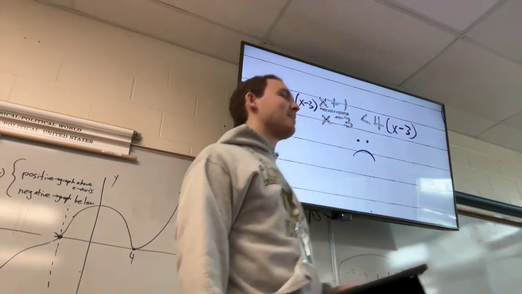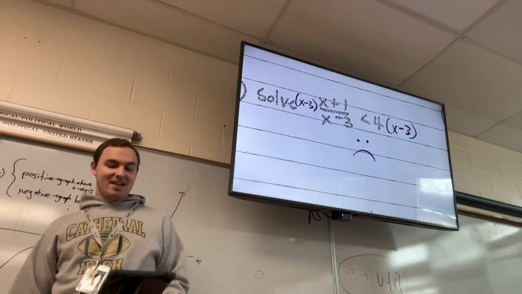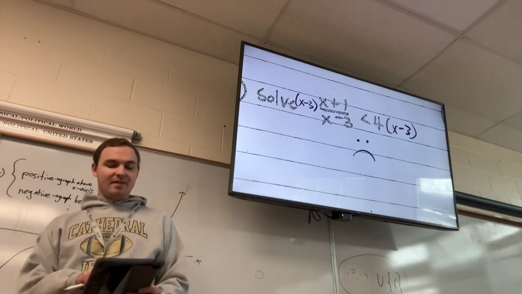Why do I not want to multiply both sides by x minus 3? Oh, it would leave the coefficient as negative. No, you're on the right track. So x minus 3, right?